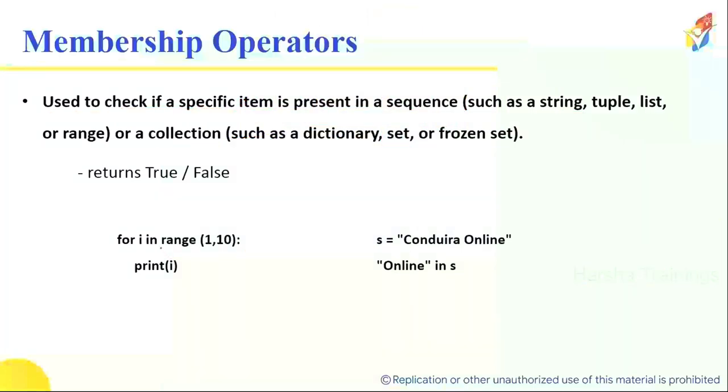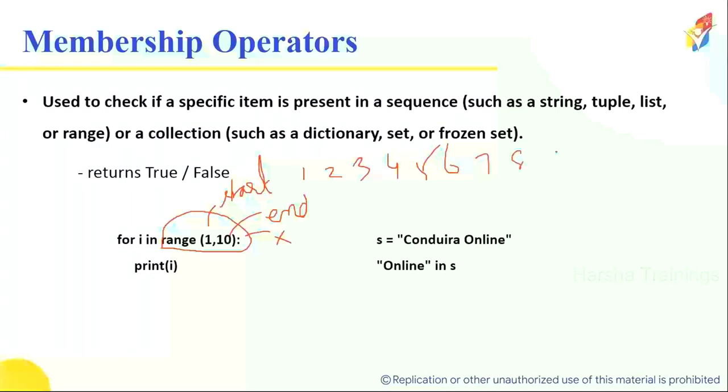Look here, range of 1, 10. One is called the starting number and 10 is called the ending number. This number will not be included. So it is going to generate the numbers 1, 2, 3, 4, 5, 6, 7, 8, 9. Range of 1, 10 generates a sequence of numbers starting from 1 to 9; 10 will not be included. Remember this: whenever I use the range function, the end value is not included.